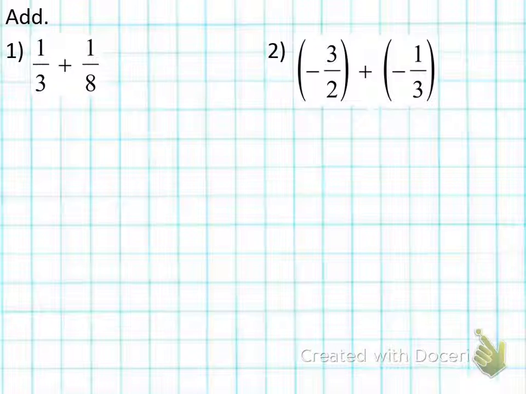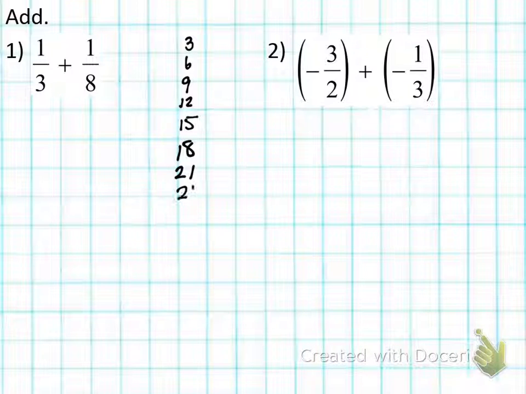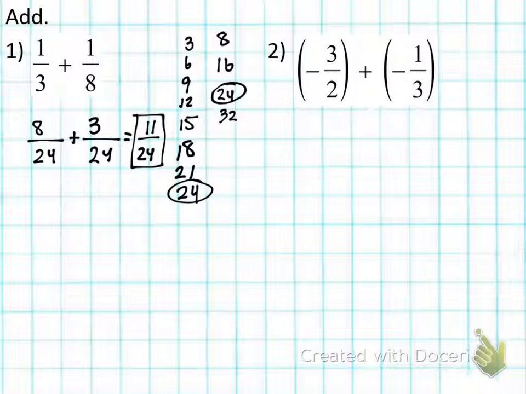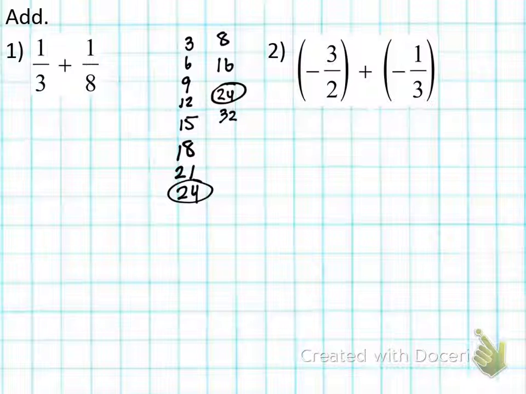So the way you write multiples is you take each denominator and you write down what the multiples are, starting with the denominator itself. So multiples of 3 are 3, 6, 9, 12, 15, 18, 21, 24, and so forth. Multiples of 8 are 8, 16, 24, 32, right? Then I ask myself, what's the lowest number in both lists? It is 24. Right? Making sense so far?